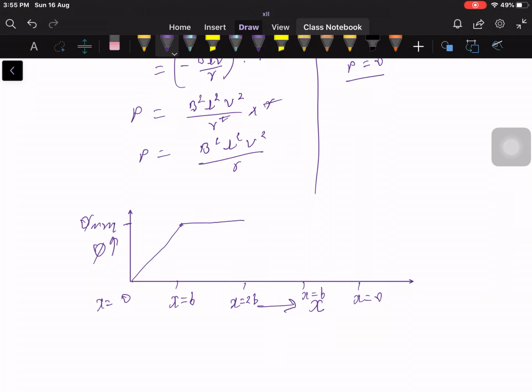When it is coming back, when arm PQ is just entering into the magnetic field, till then what? Flux will be same, no change. And when it entered, then what will happen? I'm just going to erase it because it is a bit longer. I'm going to redraw it. That is x is equal to, I think, yes, it is correct.